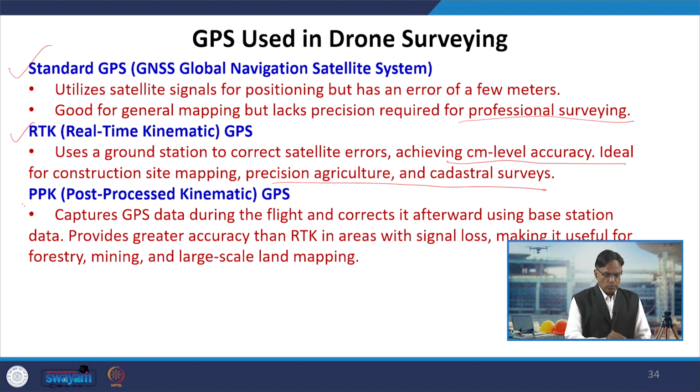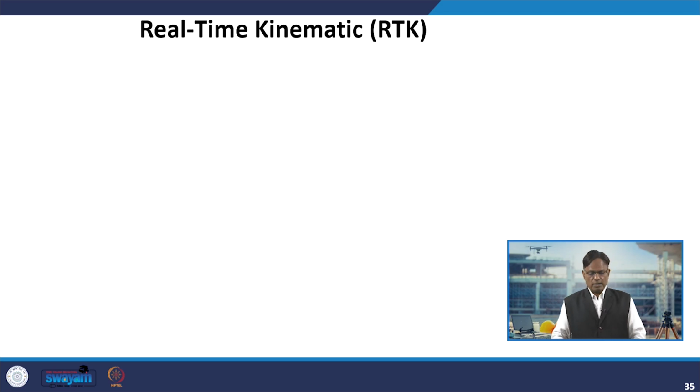And the third approach is the post-processed kinematic GPS, which is called PPK, and what it will do, it will capture the GPS data during the flight and apply the correction afterwards using the capabilities of the software. So it provides greater accuracy than RTK in areas where there is a loss in the signal, where there is not a proper signal, making it useful for forestry, mining and large scale land mapping. So we will discuss more about the RTK and PPK approach.